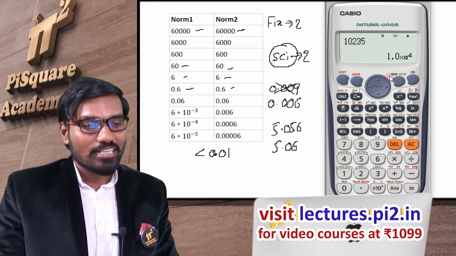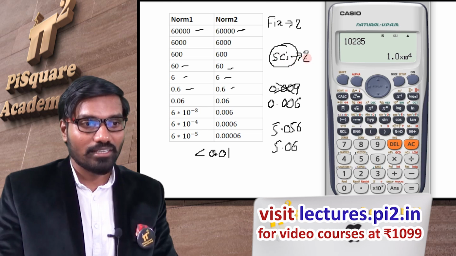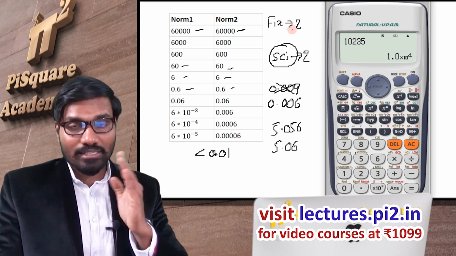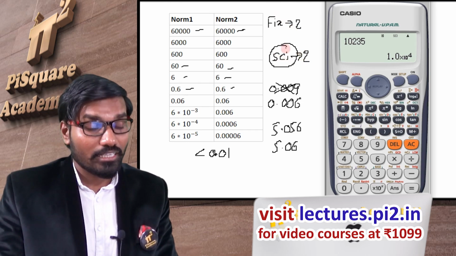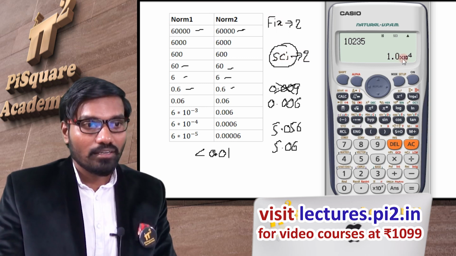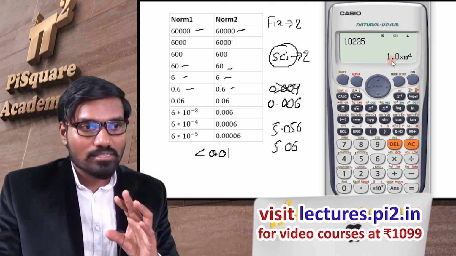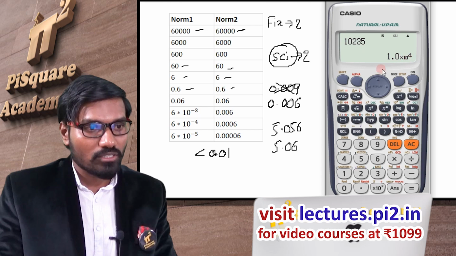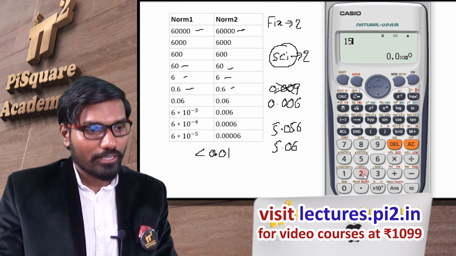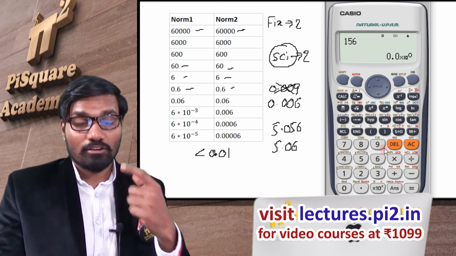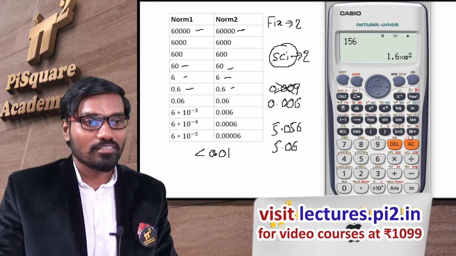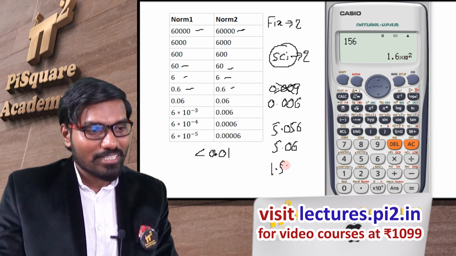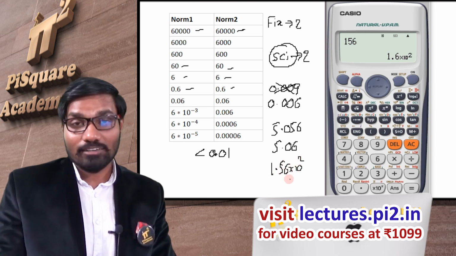That's scientific mode. I think you got the clarity between fix and scientific. In case of fix, it is 2 digits after the decimal point. If it is scientific, it will only display 2 digits, and whatever the number after that will be taken as 10 power something. Suppose I enter 156 and hit equals, it shows 1.6 into 10 power 2, because the exact value is 1.56 into 10 power 2.